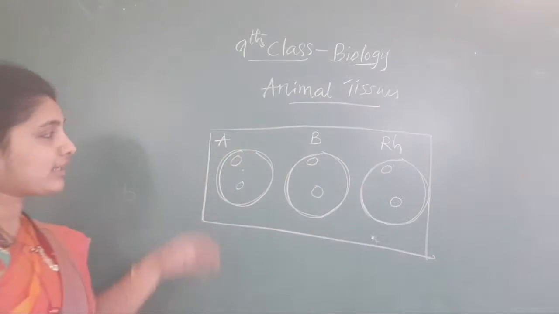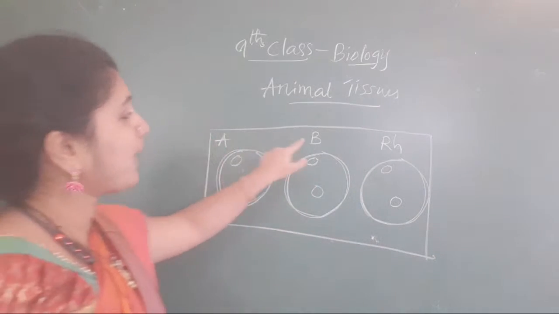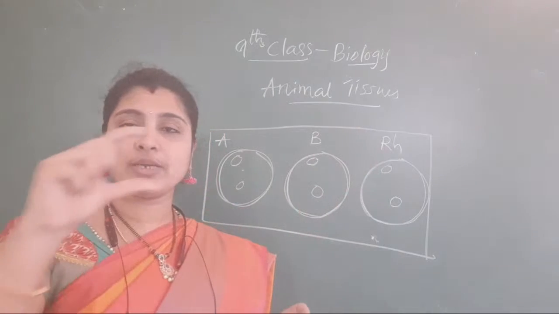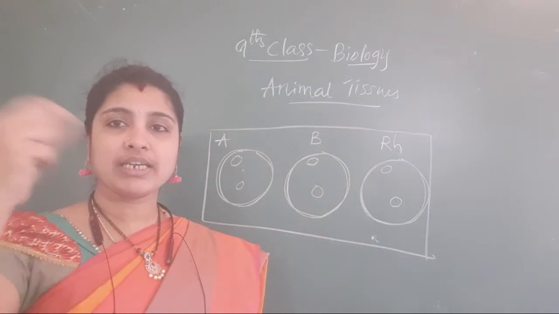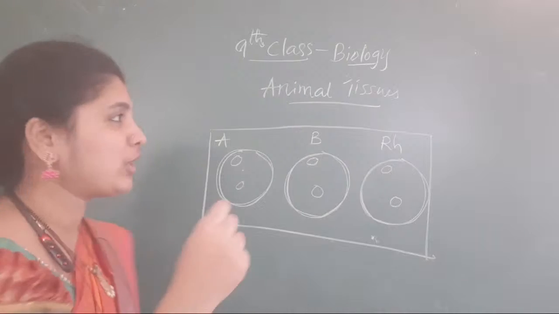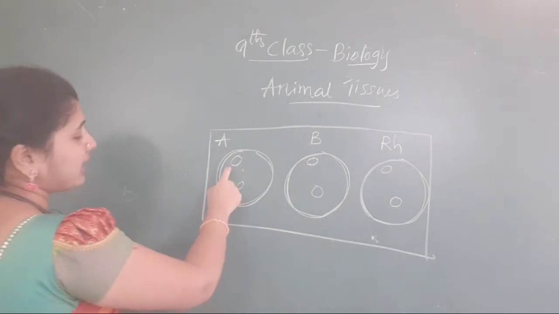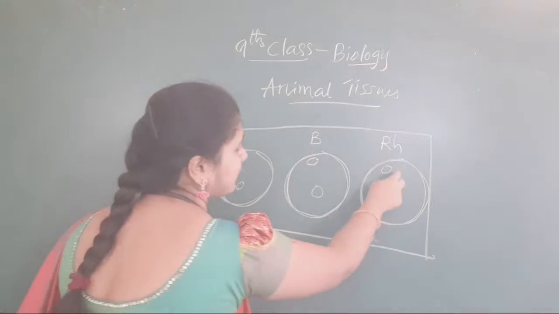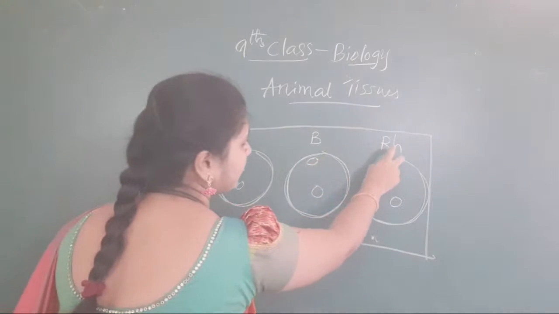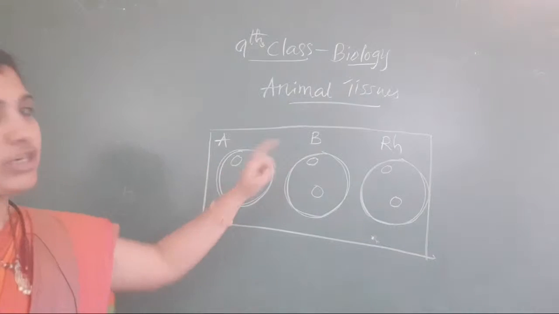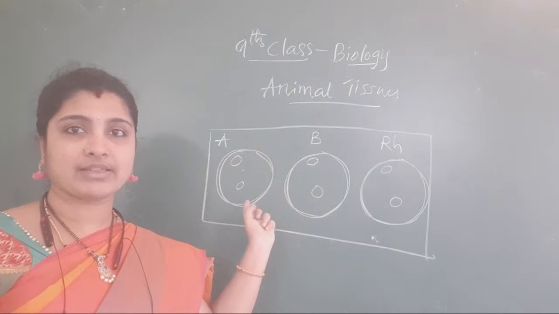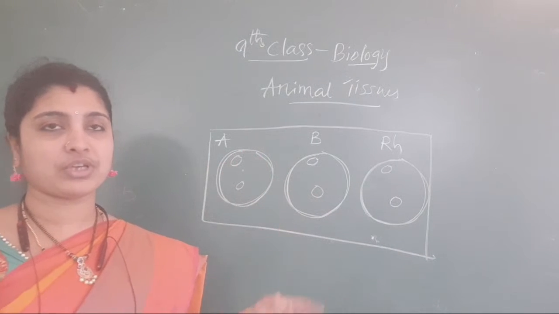In the 3 circles, you mention like this: A, B, RH. You will get 3 bottles like that. From the 3 bottles, you take one drop from each corresponding bottle: anti-A, anti-B, and anti-RH. Keep one drop at the corner, same like this. At the corner you have to keep.